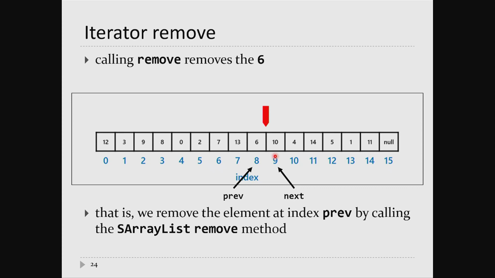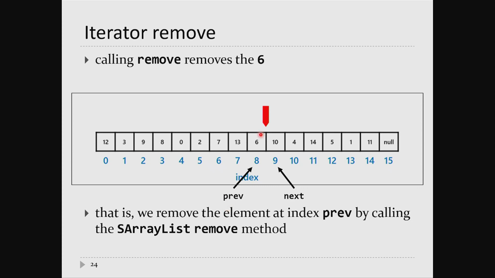So calling remove is supposed to remove the 6, the last element returned by next. That's easy to do. How do I remove an element from the list? I just call remove on the list. Do I know what index to remove? Yes, I want to remove the element at index 8, which is previous. That's stored in the value previous. So I just call the remove method and pass in previous as the index to remove.